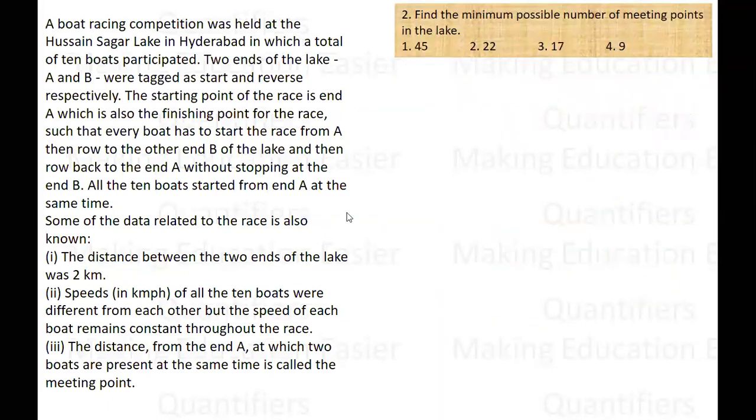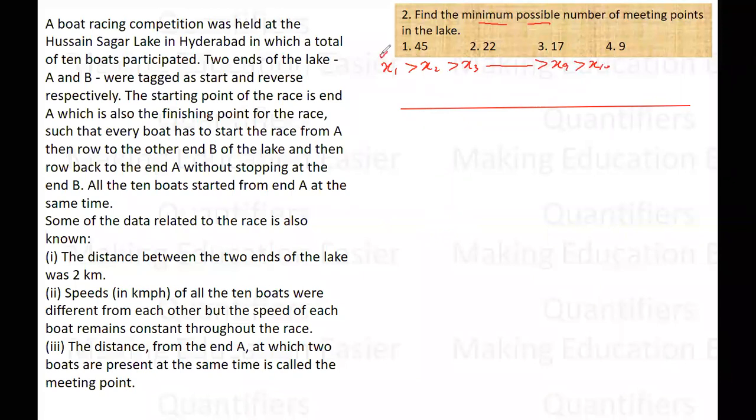Next it says, find the minimum possible number of meeting points in the lake. Minimum possible number of meeting points. Now to get the minimum possible number of meeting points, let's say the boats are X1, X2, X3, and so on, where boat X1 has speed X1, boat X2 has speed X2, boat X3 has speed X3, and so on. Boat X10 has speed X10. We know that the fastest moving boat X1 meets all the other boats at 9 points.